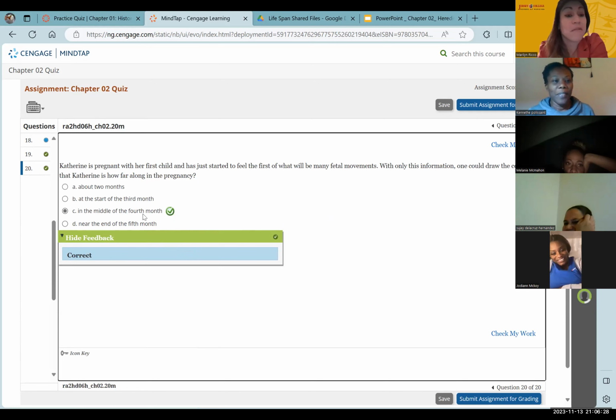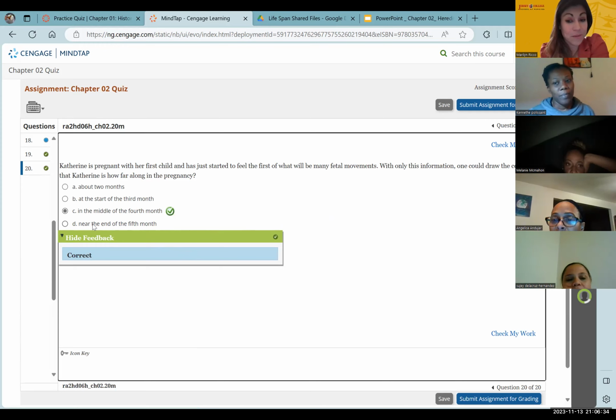So keep in mind, if you're not sure, know that at the end, the baby stops moving because it's cramped inside. So it's got to happen right before the end, right? So then you narrow down your options there.